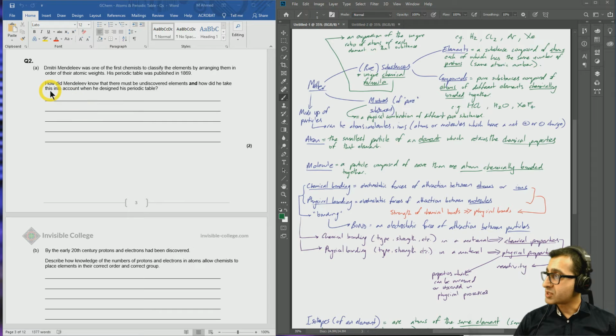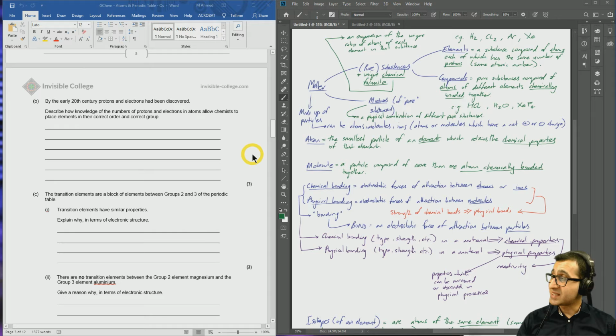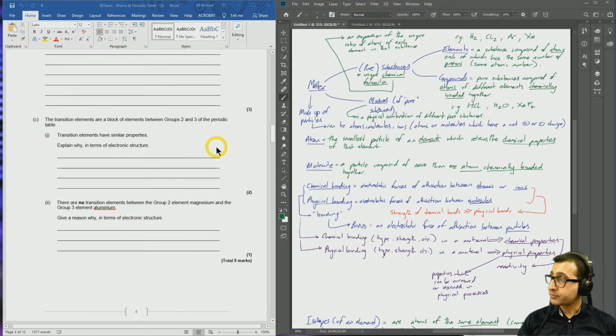All right, so question 2. Dmitri Mendeleev was one of the first chemists to classify the elements by arranging them in order of their atomic weights. His periodic table was published in 1869. How did Mendeleev know that there must be undiscovered elements, and how did he take this into account when he designed his periodic table? That's the first question, part A. Part B. By the early 20th century, protons and electrons had been discovered. Describe how the knowledge of the numbers of protons and electrons in atoms allows chemists to place elements in their correct order and correct group.